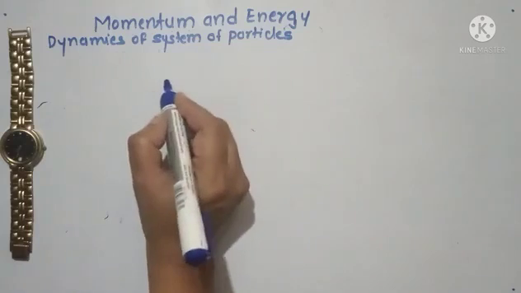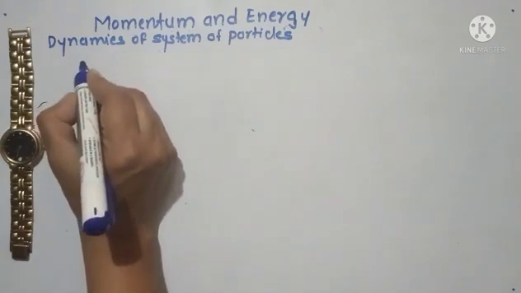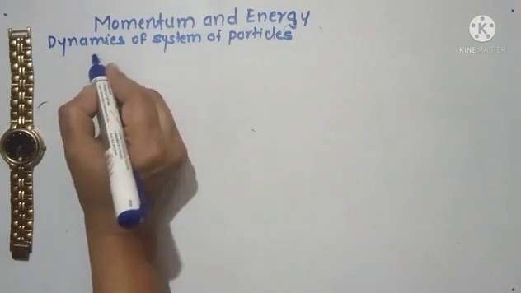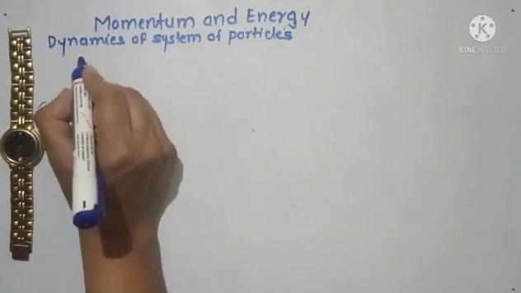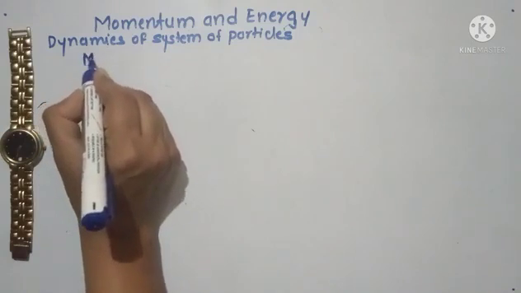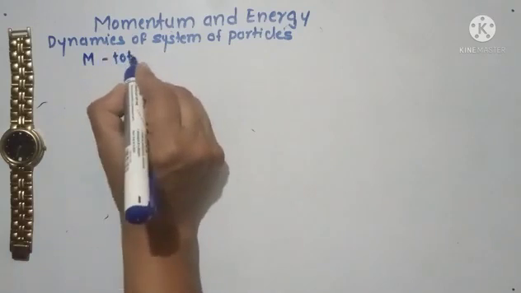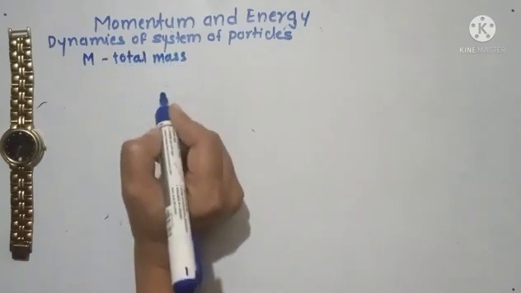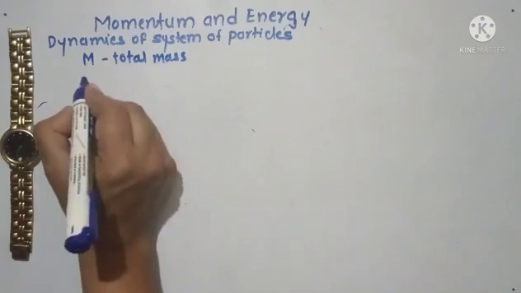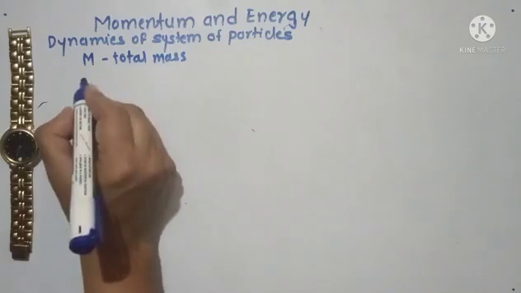Now, for this system of particles, we must know a few things. A system is made up of a number of particles, and let capital M be the total mass of the system. Now this total mass is made up of some small particles.